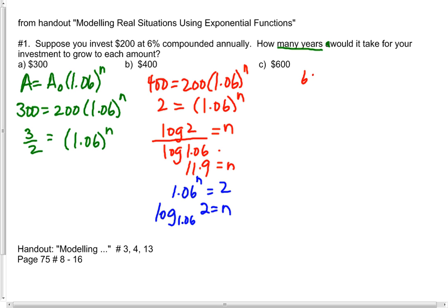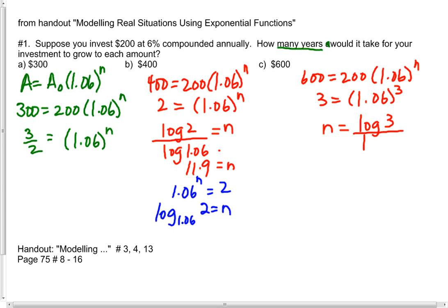How long does it take my money to triple, really, at this rate? If I divide both sides by 200, it's a tripling. So n equals log of 3 divided by log of 1.06. Log 3 divided by log 1.06, 18.85, so almost 19 years. I'll give you some modeling sheet ones on page 75. We got lots to do.